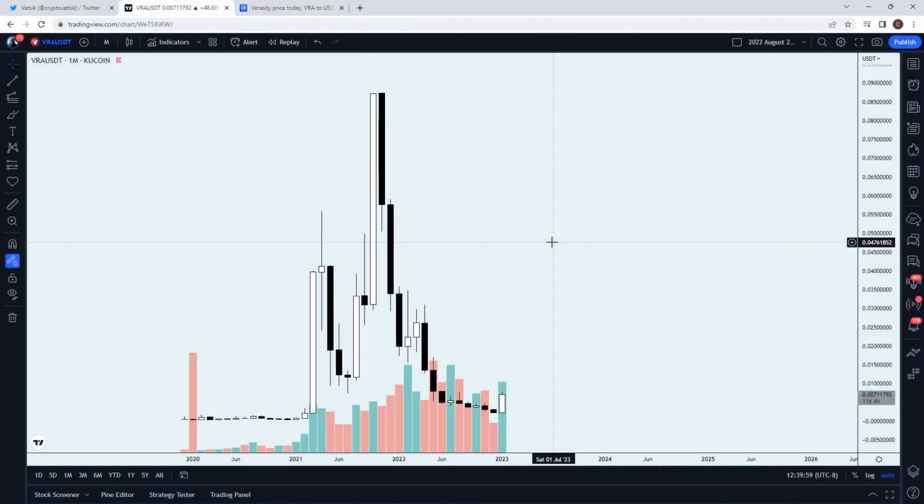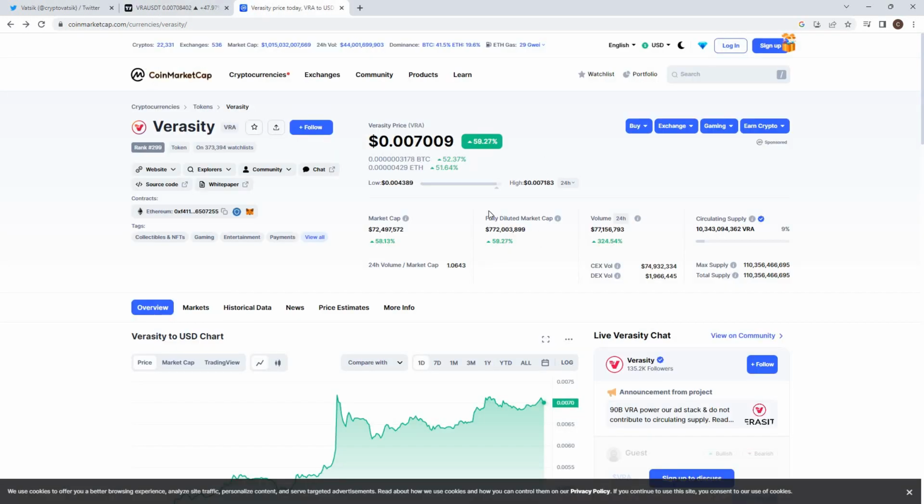Let's go. Okay, today I'm going to be covering VRA, otherwise known as Verasity. This is considered a small cap coin at around 72 million market cap at the current moment, with a fully diluted market cap, meaning if the circulating supply were to be injected into the market, of 772 million, and a 24-hour trading volume of 77 million, which is actually higher than the current market cap. So a crazy amount of volume currently being traded on this one. Its current rank is 299, with only about 9% of its supply circulating at the moment. So without further ado, let's get into the chart.